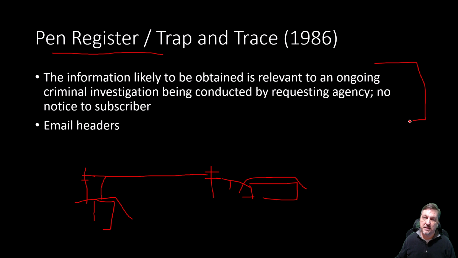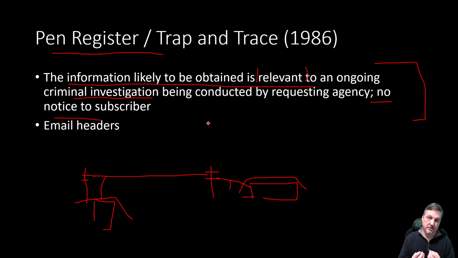And so notice the standard is much lower than probable cause. The information likely to be obtained is relevant to an ongoing criminal investigation. Right, so relevant, that's much lower than probable cause, a very easy showing. And notice also that you don't have to give notice to the subscriber that this information is being gathered.